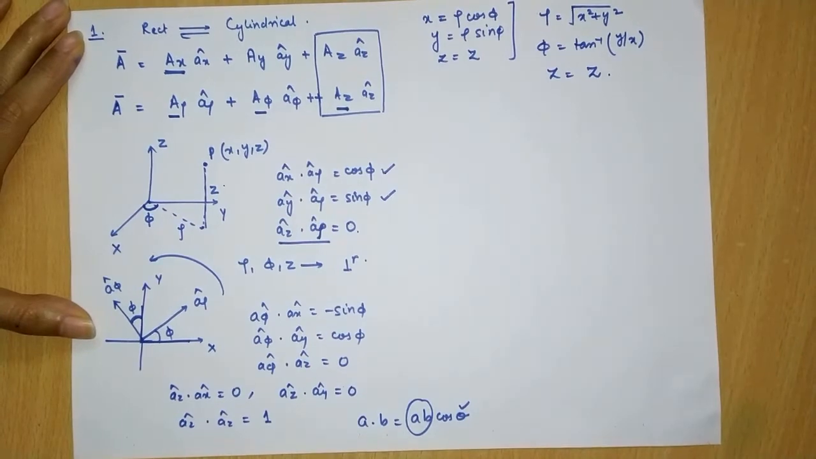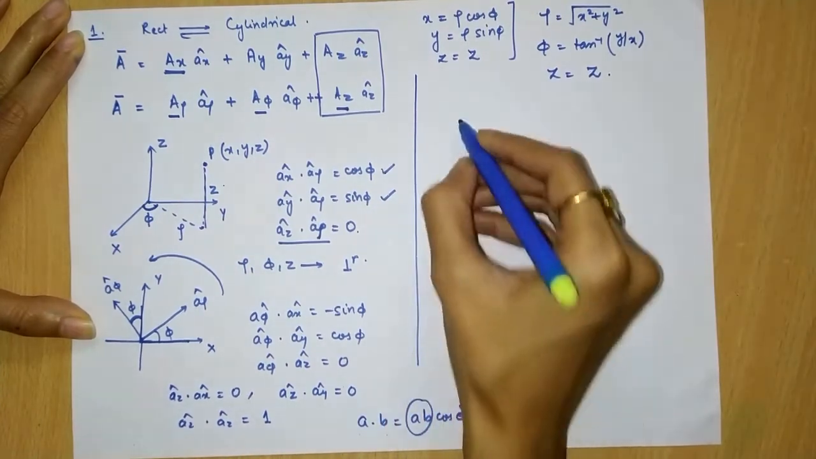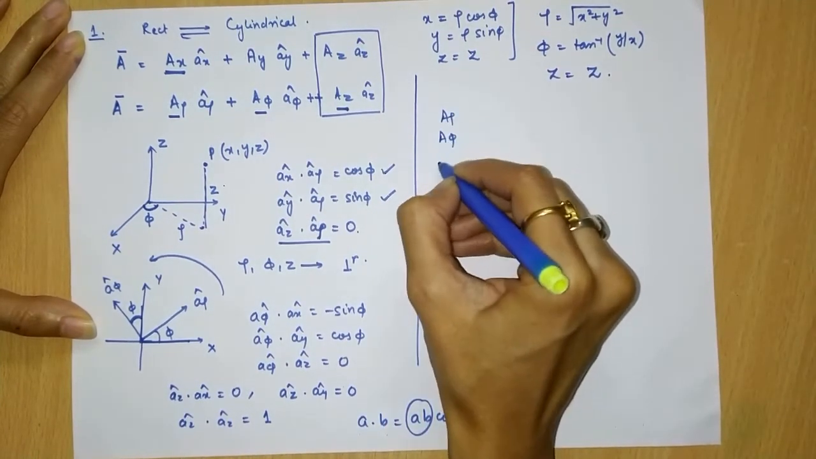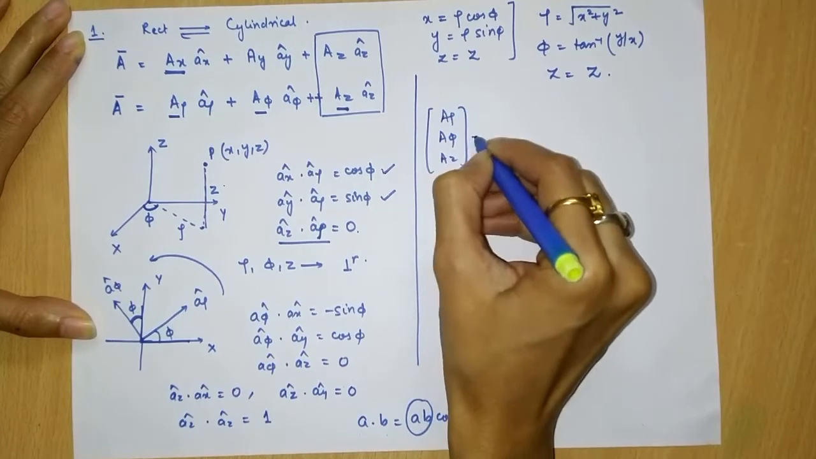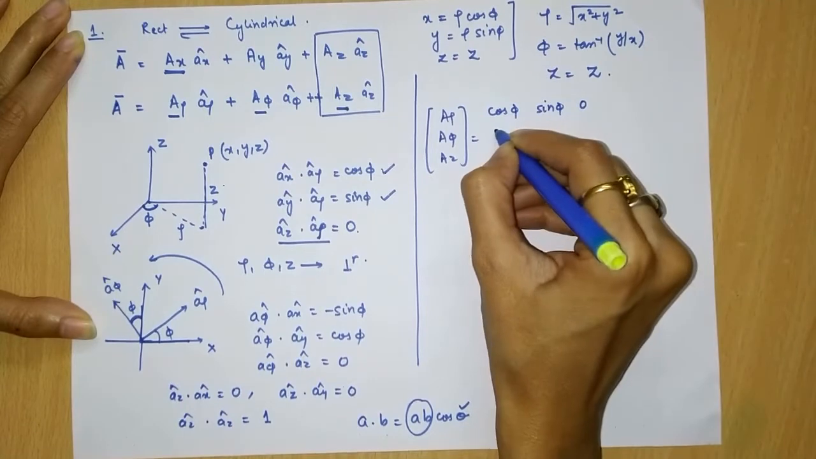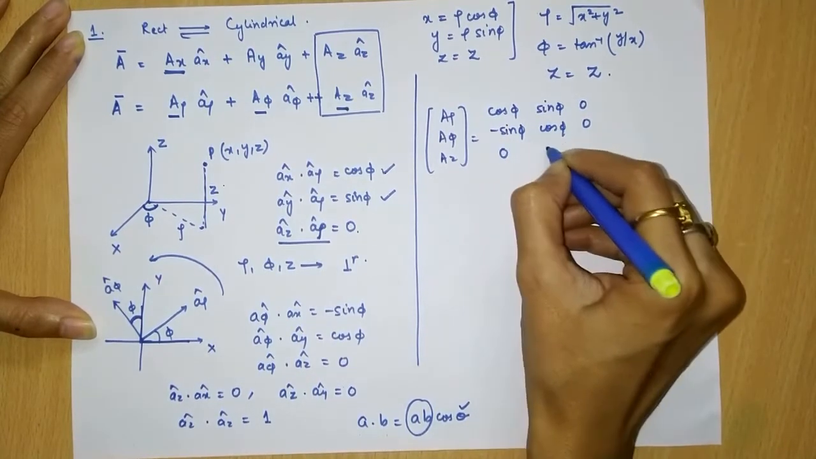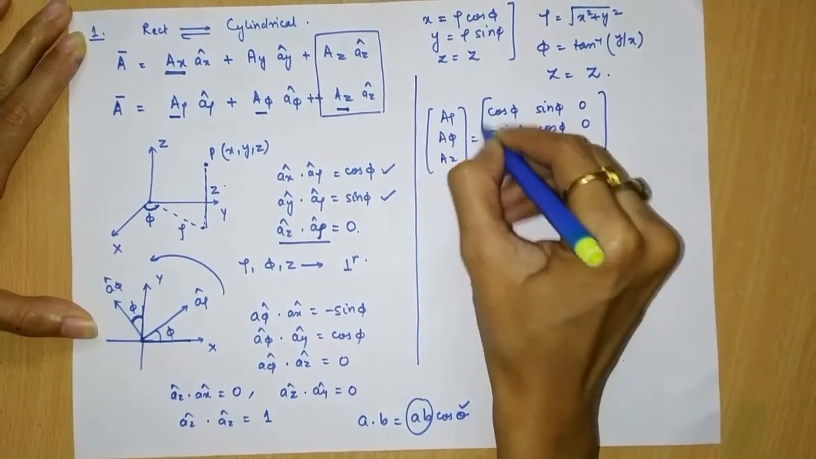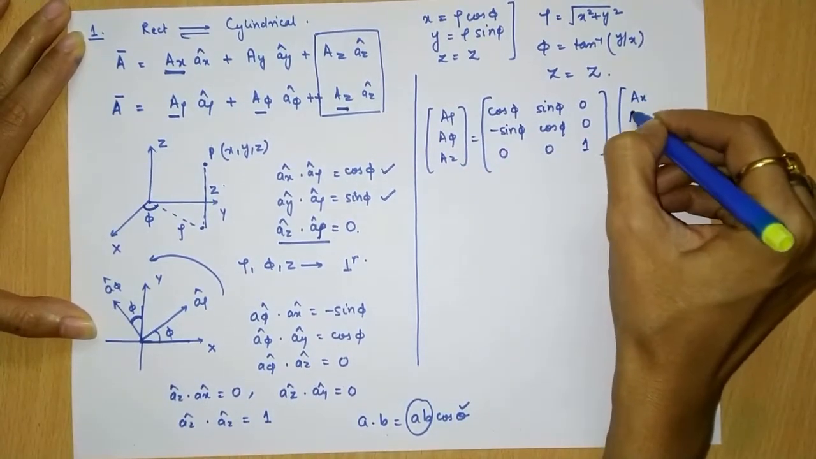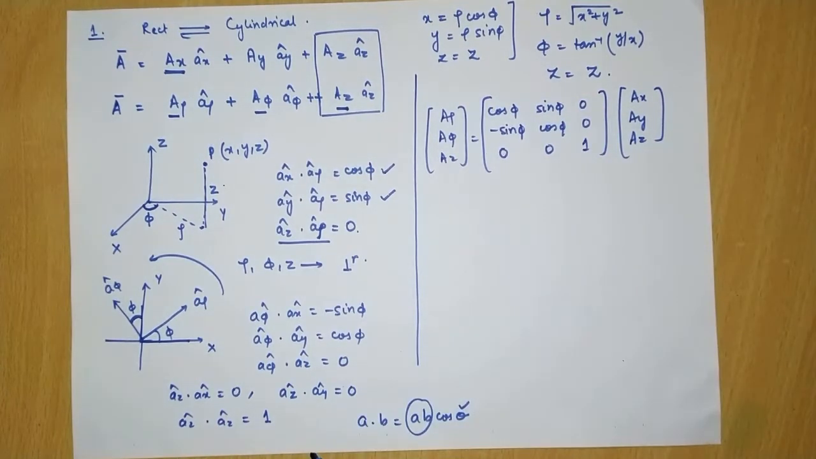We can also express these in matrix form as: a rho, a phi and az is equal to the matrix cos phi, sin phi, 0; minus sin phi, cos phi, 0; 0, 0, 1; multiplied by ax, ay and az. That is, we are expressing lengths in cylindrical coordinates as a function of rectangular coordinates.